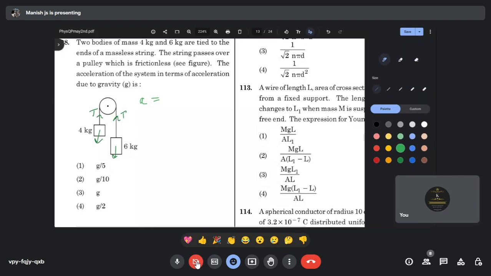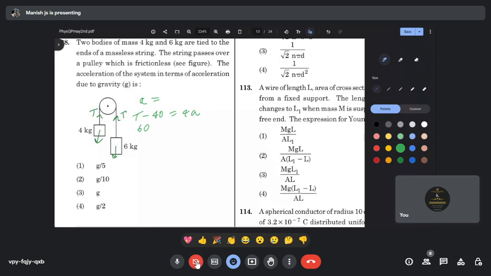Okay sir, yes. While writing the expression, T is acting vertically upward, so T minus 40 is equal to 4a. This is correct. Same, this is for the first 4 kg block. Next, the 6 kg block.